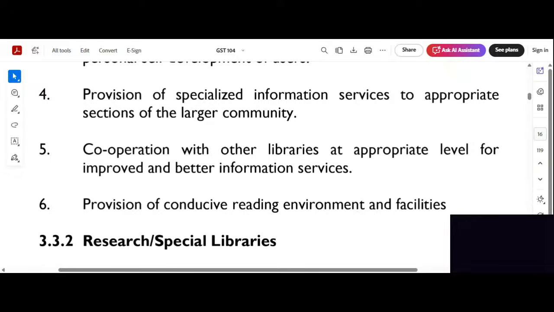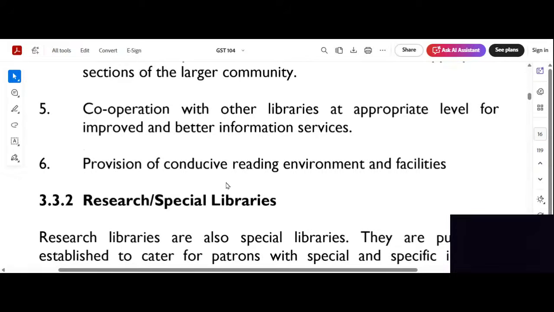That is, they have to cooperate with other libraries so that they will provide other resources that you need for your project, which your school, your academic library, the one in your institution, is not able to provide. And lastly, provision of conducive reading environment and facilities.